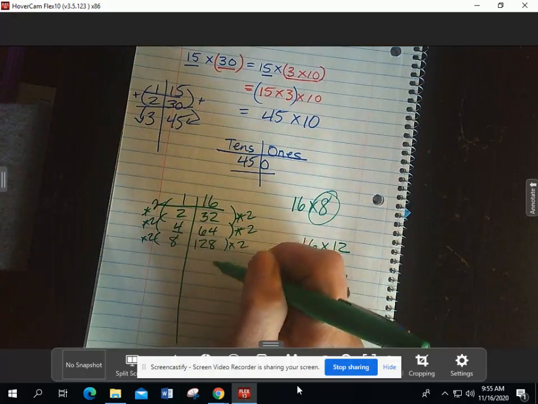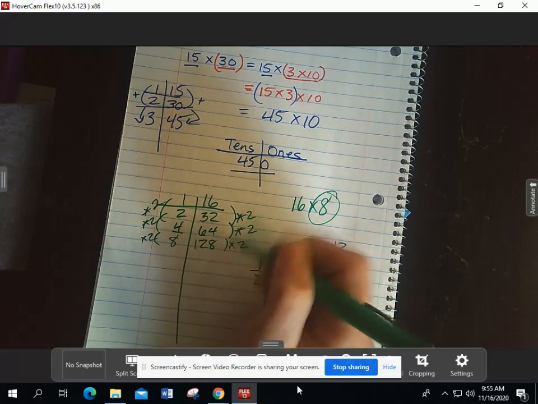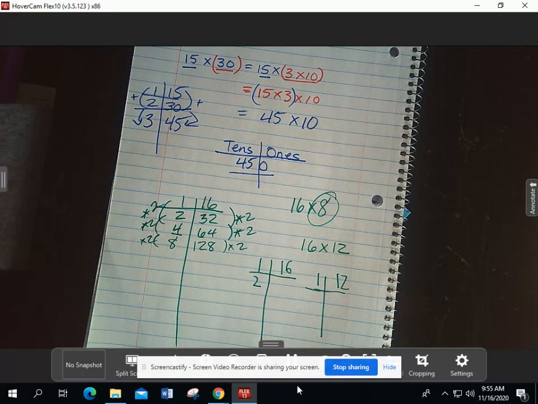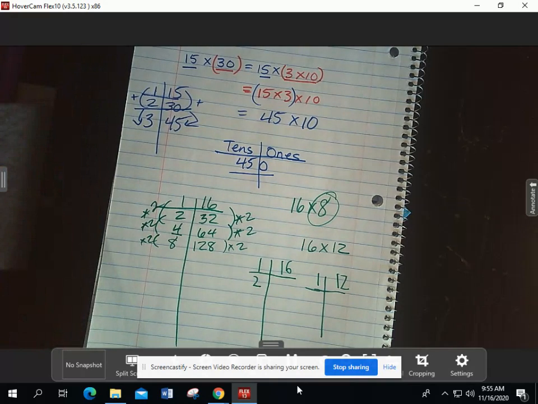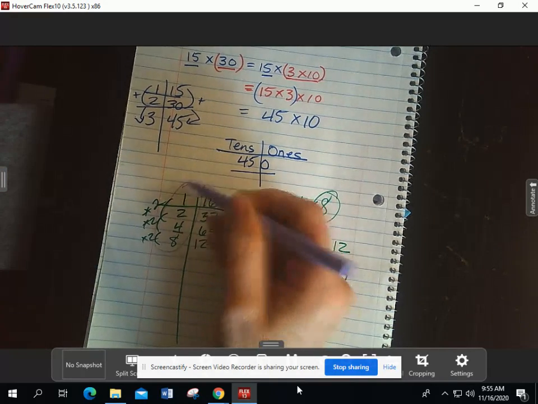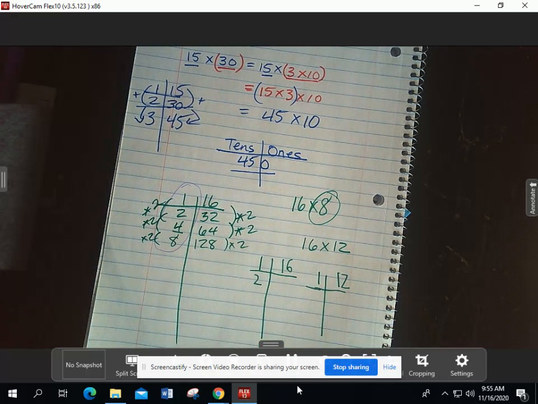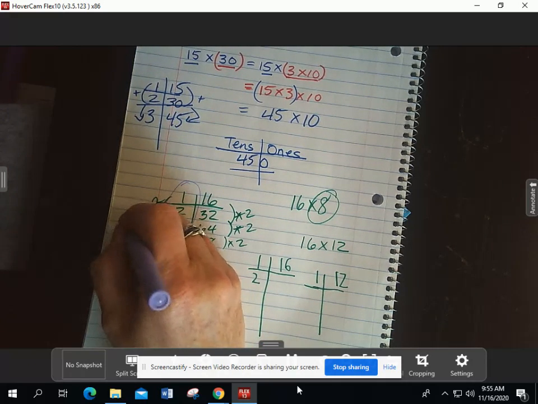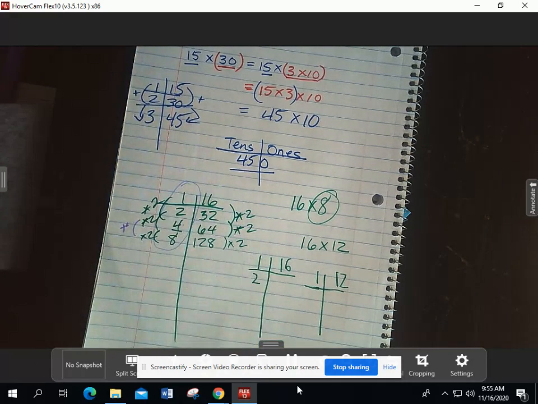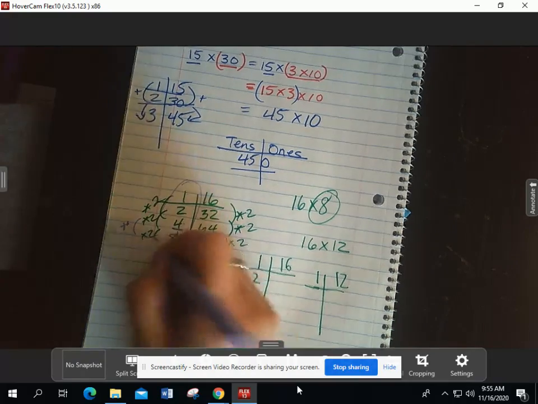Does anybody have any thoughts of what we can do on this table? What number do we need to get to? Are we on 12 on this side? Are there any numbers on there that can make a combination of 12? Yes. What numbers do you see? Addison? 8 and 4. We're going to add those two together. What's 8 plus 4? 12.